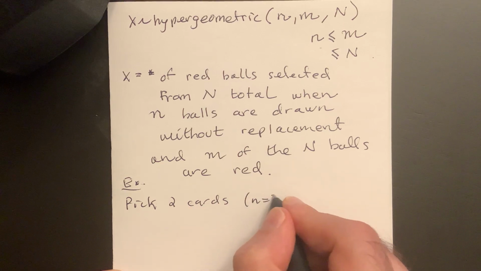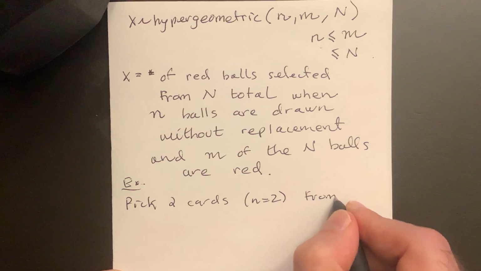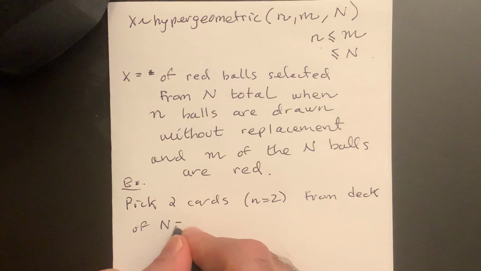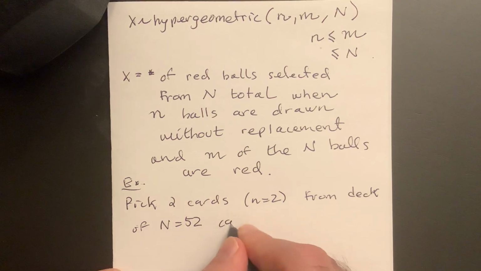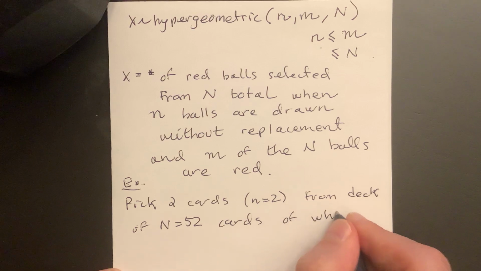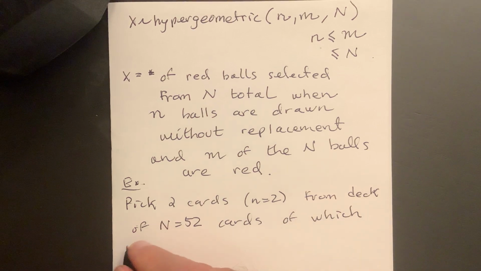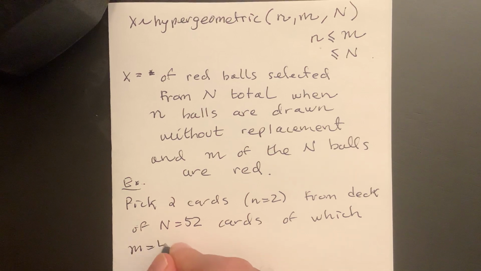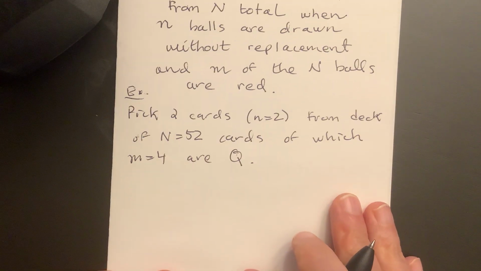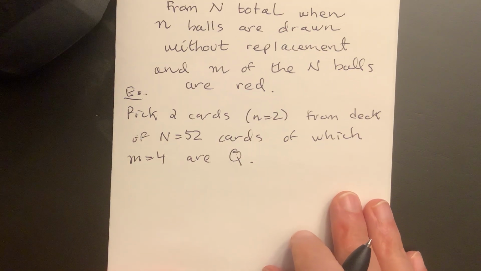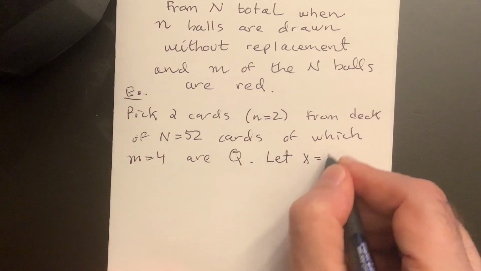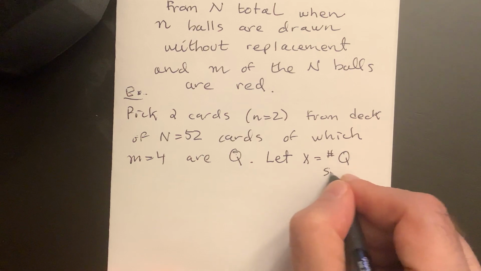So little n equals 2 from a deck of 52 cards, of which, as usual, we'll do the queens, of which m equals 4 are queens. And we want to know, we'll let x equal the number of queens selected.